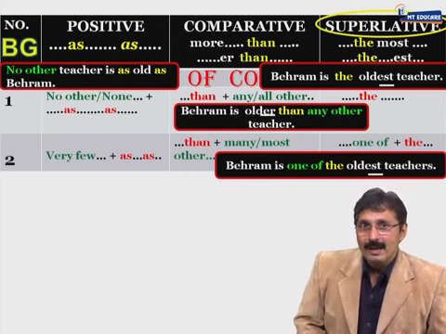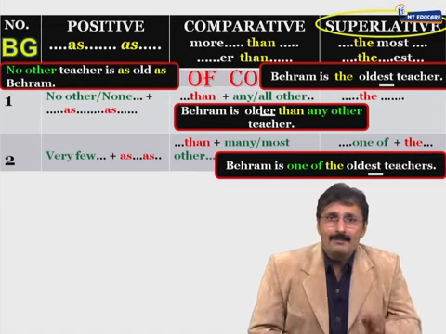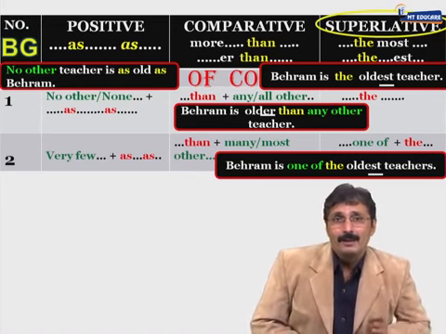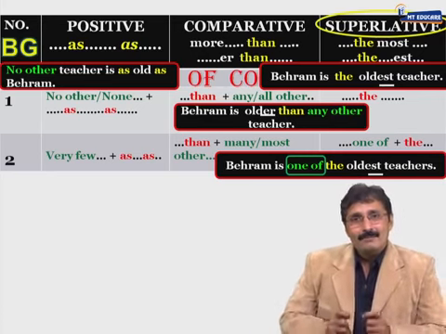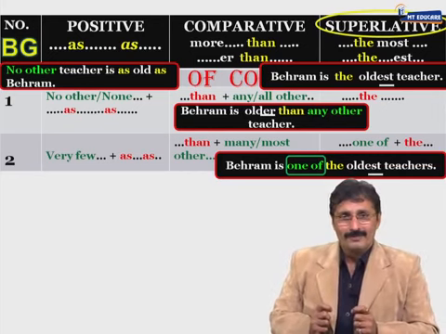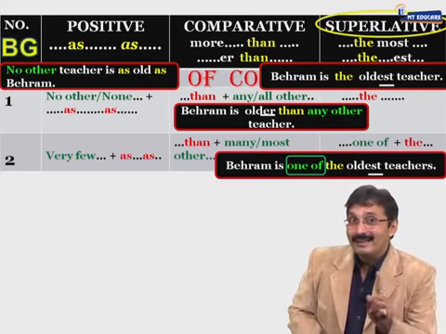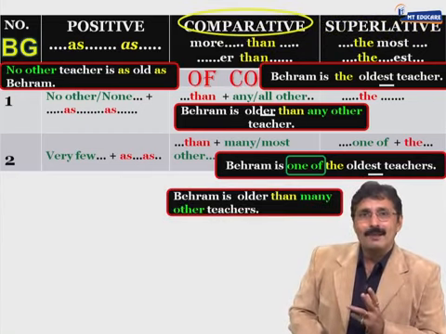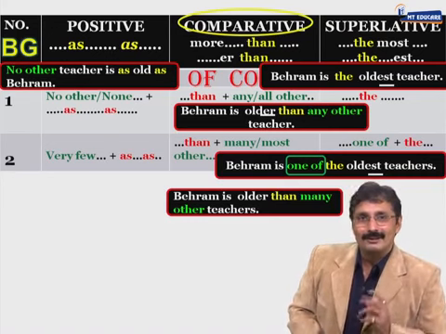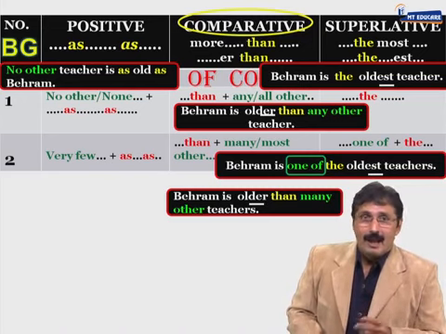But my question to you, ये superlative और पहले वाले superlative में what is the difference? अरे, the difference is very clear. पहले वाला superlative में Behram is the oldest teacher, ये वाले में Behram is one of the oldest teachers. The difference is 'one of'. Whenever my superlative contains 'one of', then comparative में than के बाद 'many other', 'most other', not 'any other', 'all other'. Let's make it comparative. Behram is older than many other teachers, या Behram is older than most other teachers. Is it comparative? Of course it is. Older भी है and than भी है.